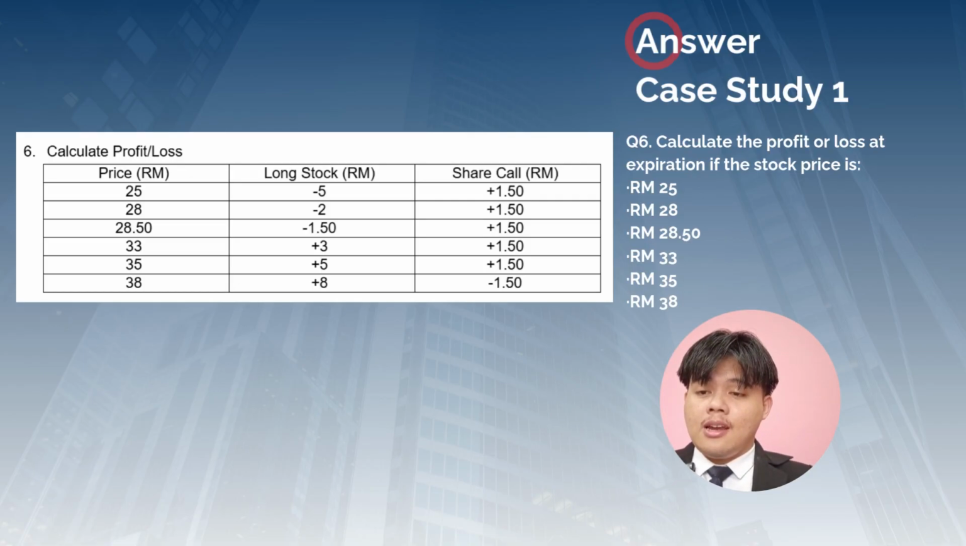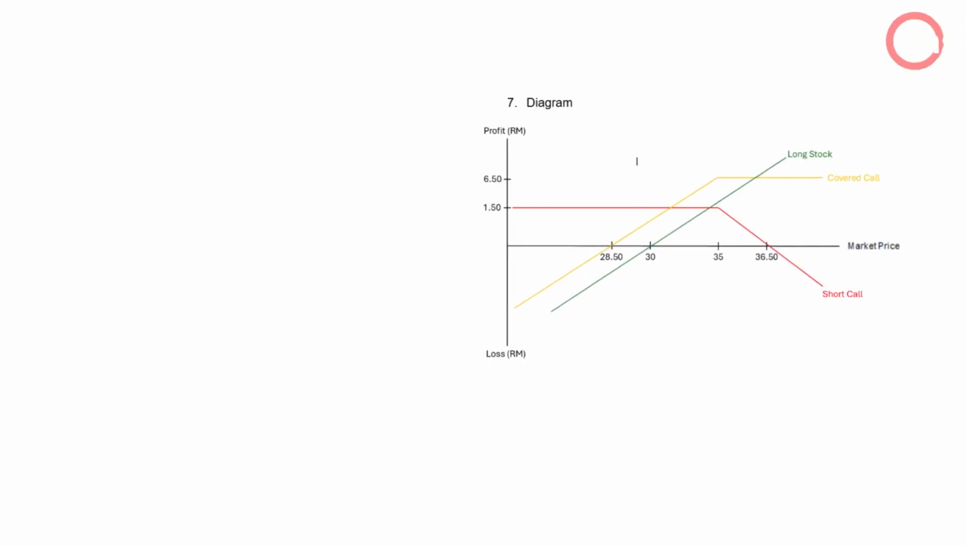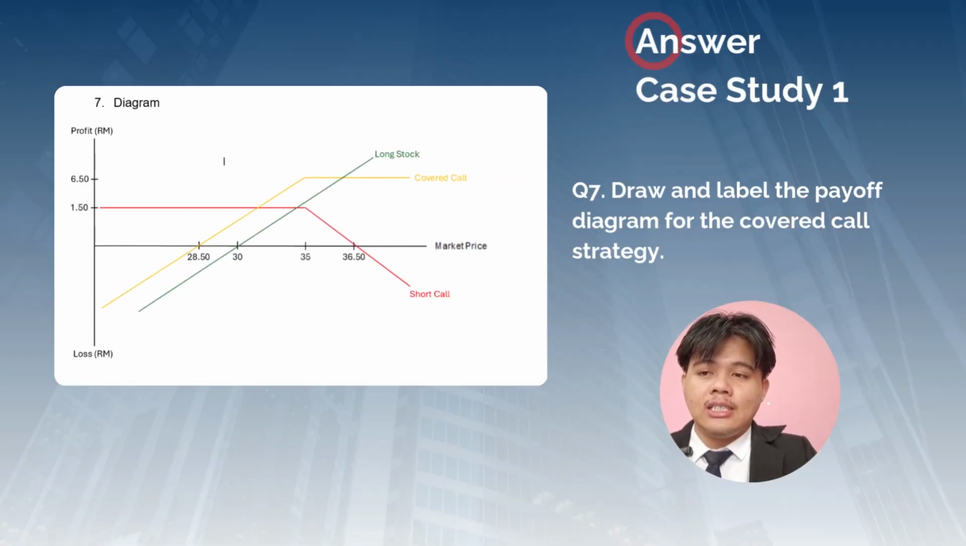In conclusion, the long stock benefits more when the price rises, while the short call has limited profit and can face losses at higher prices. So we go to the next question, which is question 7.